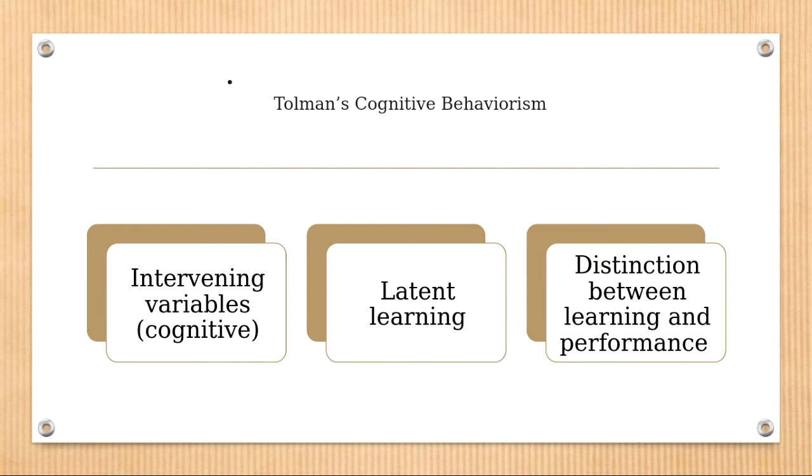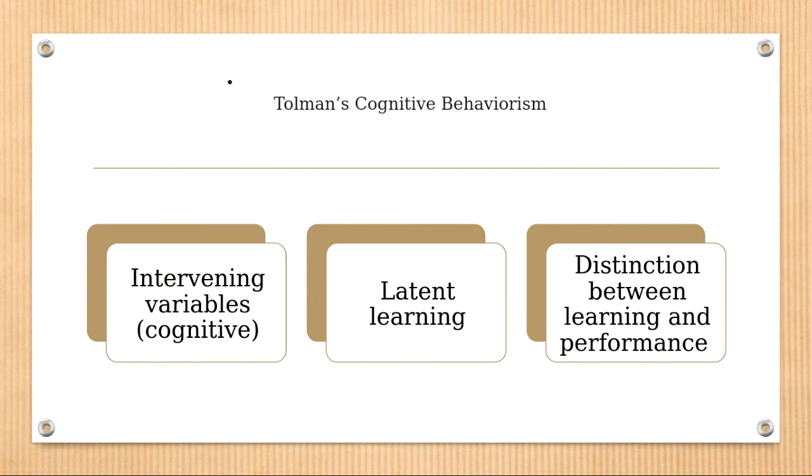Tolman also introduced the idea of latent learning. And this is the idea that you can learn something without showing a change in your behavior immediately. So think back to our definition of learning. We said it's some relatively permanent change in behavior, but Tolman said you can actually learn without showing your behavior change.